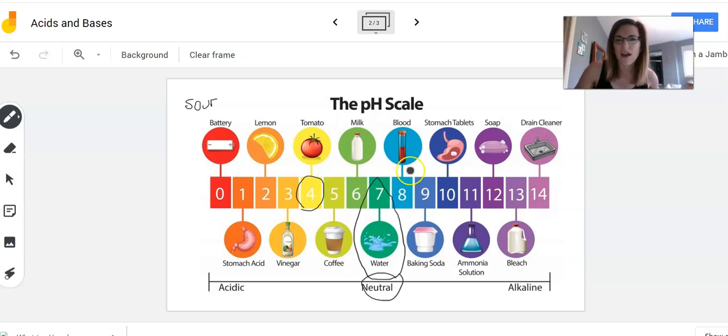Okay. If we look at bases over here, a really strong base would be something like drain cleaner or bleach, okay, which we know can be very harmful. Even things like soap and ammonia, okay, are pretty strong bases. And as we get closer, we can see that baking soda is a weaker base, and so is your blood. So these would be called alkalines or bases, and sometimes we can consider bases to be really bitter. So even things like celery are a bit of a base, okay?